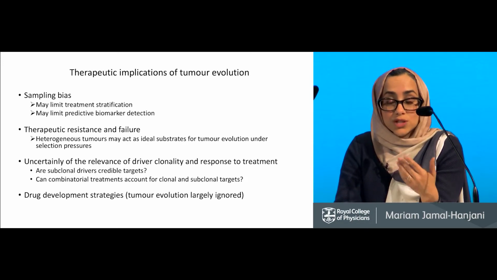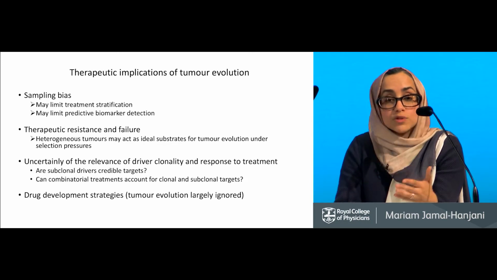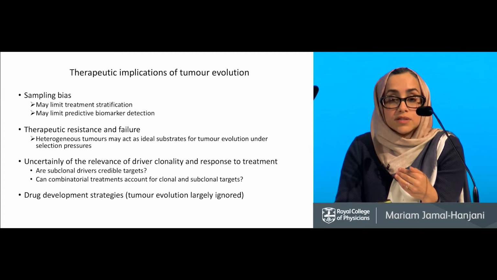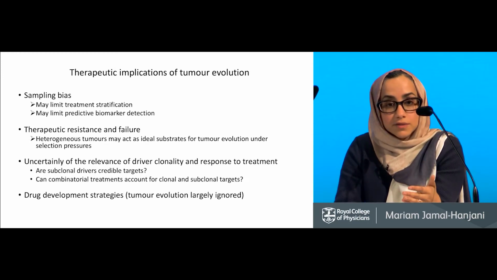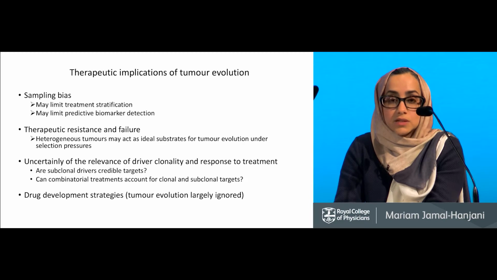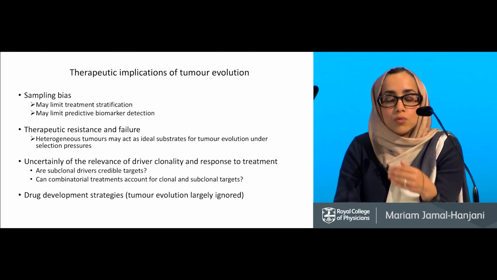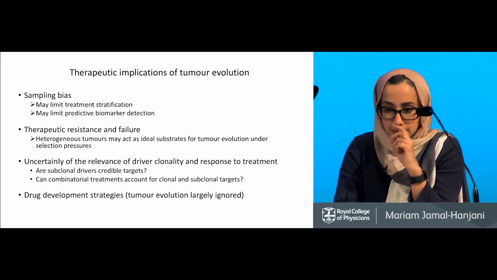Also, if you've got a heterogeneous tumour mass, and there'll be more, say, clones of populations of cells that contain resistant mutations, this might be an ideal substrate for tumour evolution. So somehow we see prospectively and also in the retrospective studies that the more heterogeneous the tumour, the more likely you are to develop resistance to drugs and therefore therapeutic failure.